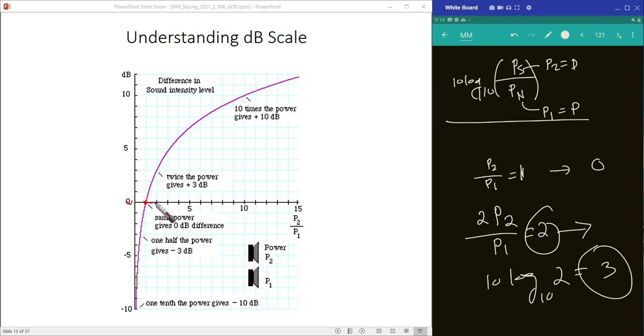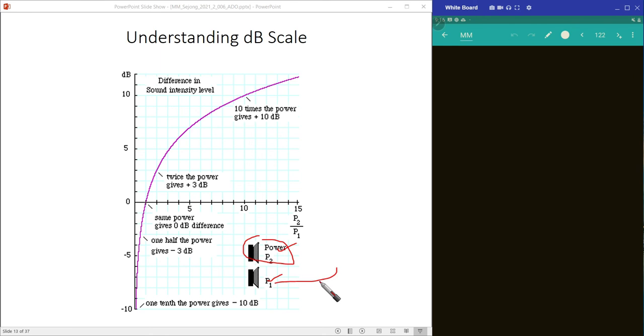Now, if you go and let's say the linear ratio is 2, that means P2 is double P1, double compared to P1. So at 2, the dB scale will be 3. You see, that's a plus 3 dB. So we say that if this speaker has double power than this speaker, it has 3 dB power compared to this speaker. So this is how we try to have some sense of the dB scale. Okay. So similarly, if this speaker has 5 times power than this speaker, then in dB scale it is basically 7 point something.